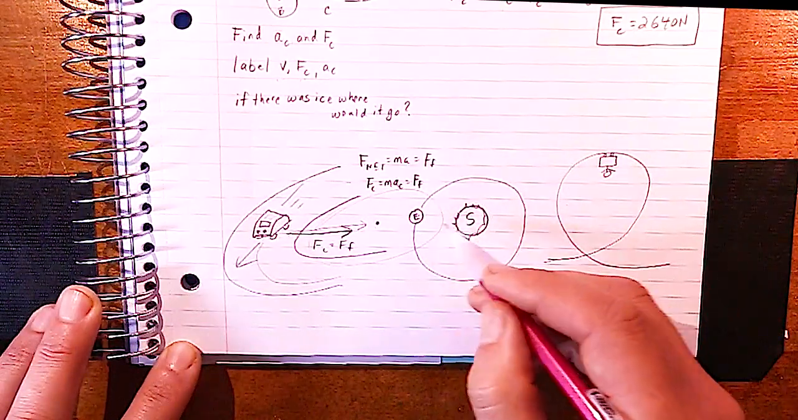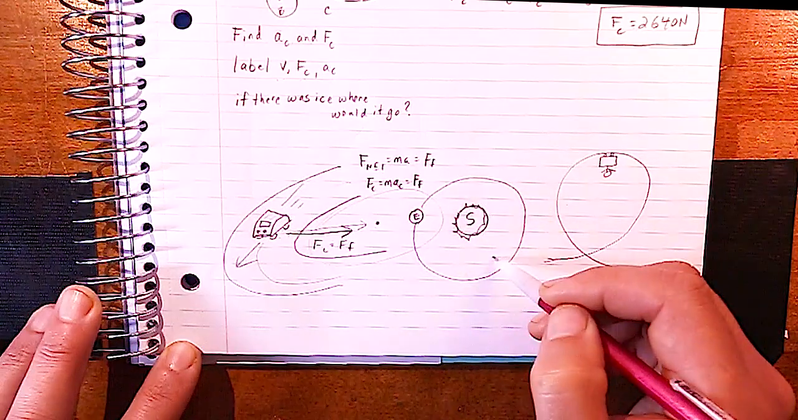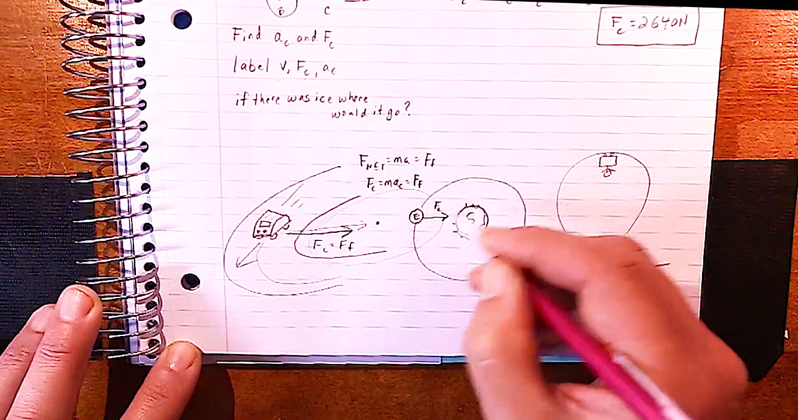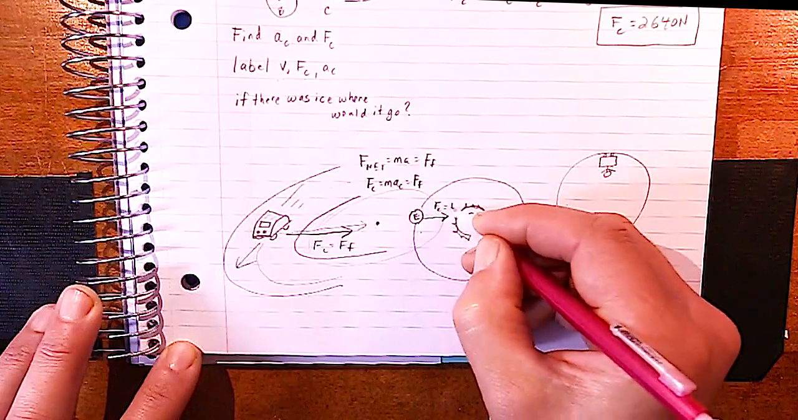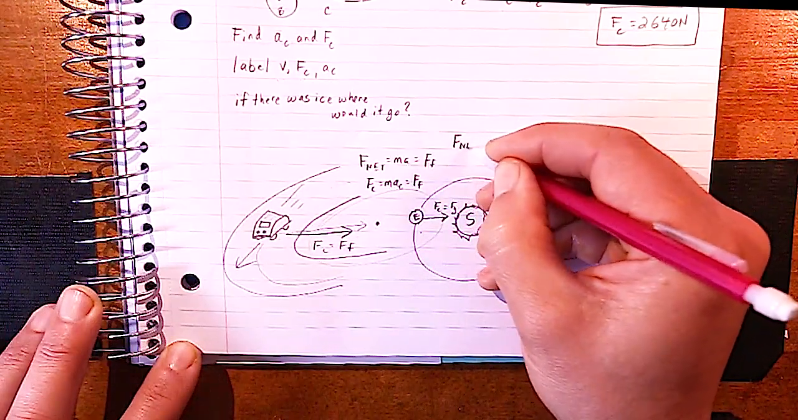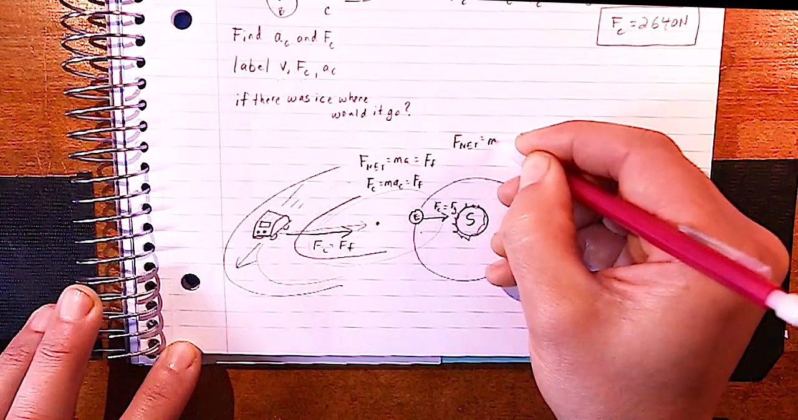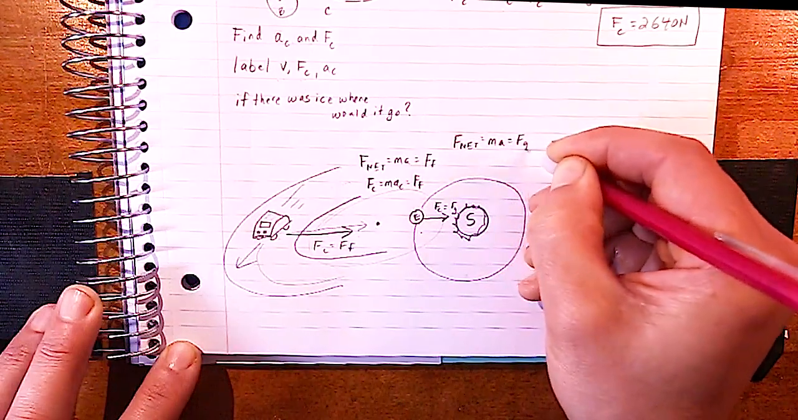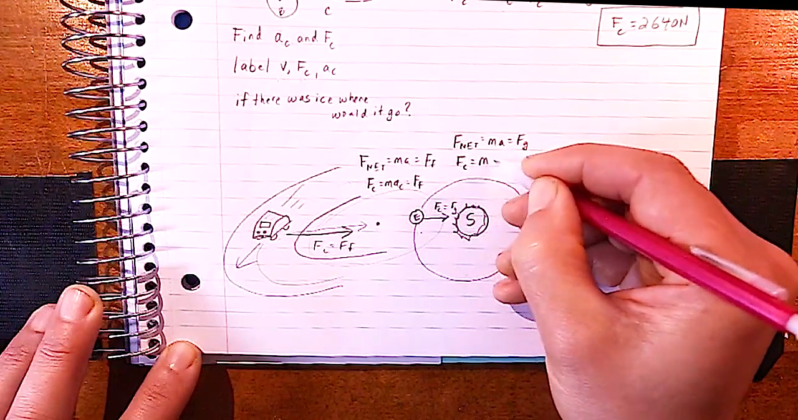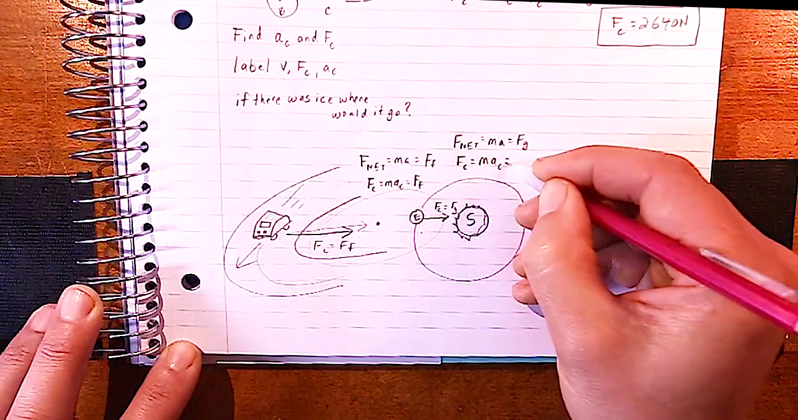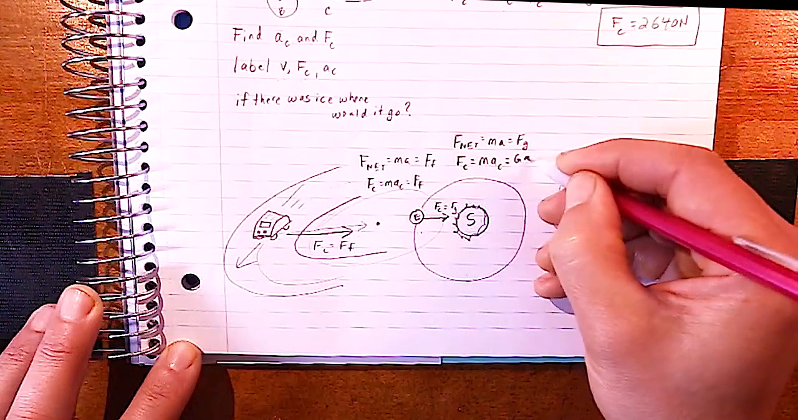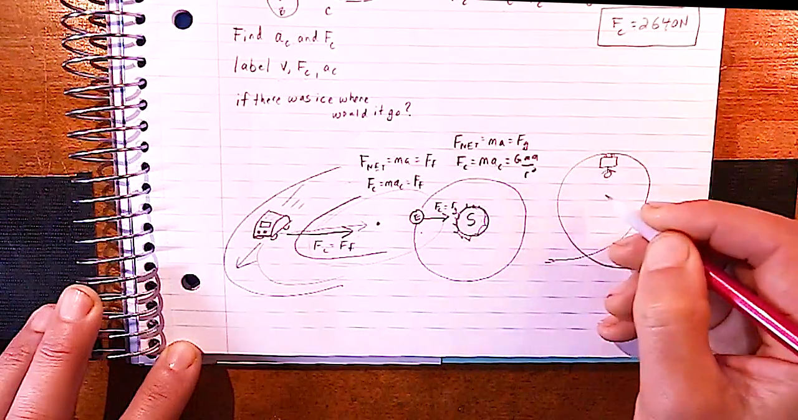What would it be if it was the Earth going around the Sun? Again, we have a centripetal force that acts to the center of the circle. But what is that force? It's the force of gravity. So we would write our net force equation, F net equals ma equals Fg. But in this case, F net is a centripetal force, so we can say mac. And what is the force of gravitation between these? Well, we could put in G m1 m2 over r squared.